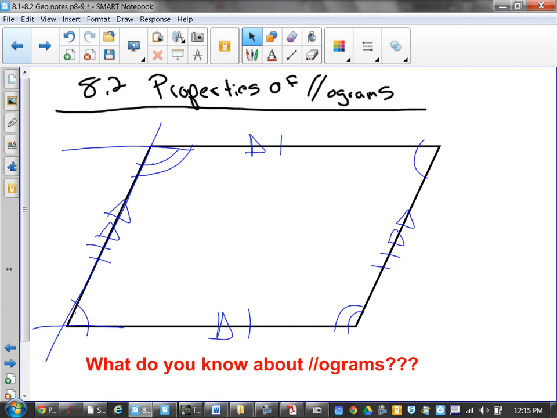They're supplementary. Every set of these angles, when they're, what I mean by consecutive is in a row. This angle to this angle have to add up to equal 180. This angle to this angle have to add up to equal 180. This angle and this angle have to add up to equal 180. So what we say is consecutive interior angles are supplementary.